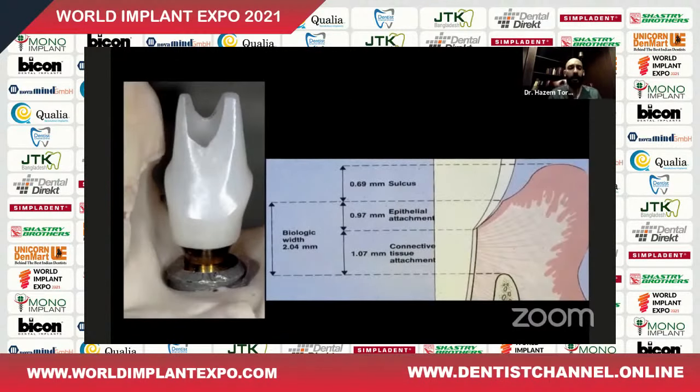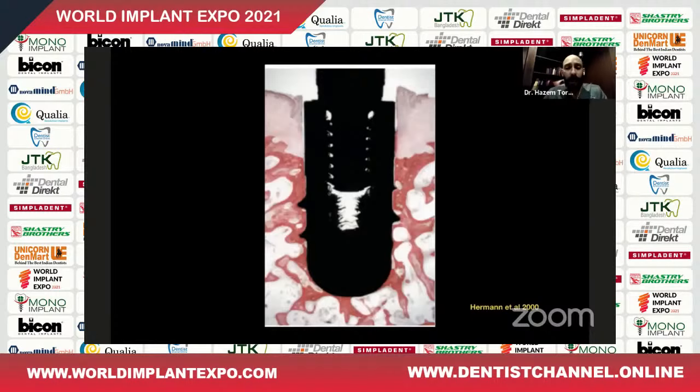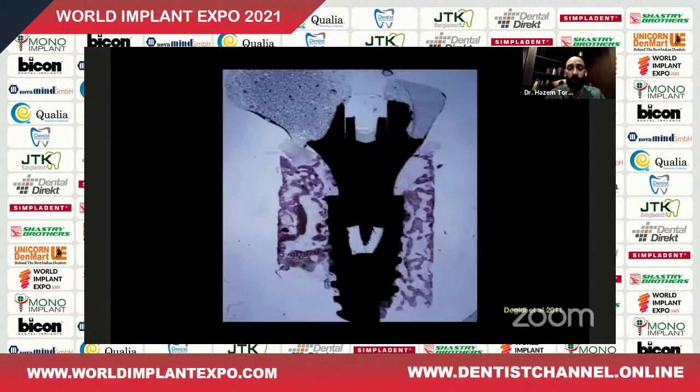And we can see here where we have the connective tissue attachment. Its role is to prevent the apical migration of the junctional epithelium, which will cause recession in the future. And we can see here we have tissue in contact with bone. This is not what we want. We want tissue in contact with the abutment.